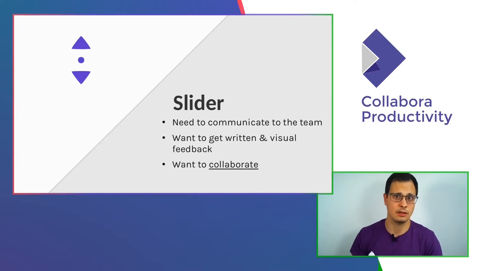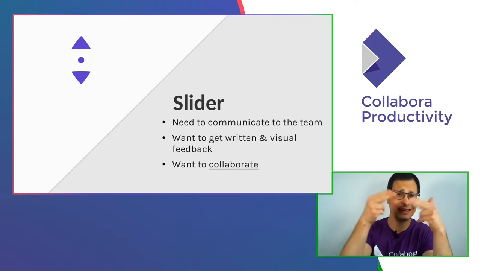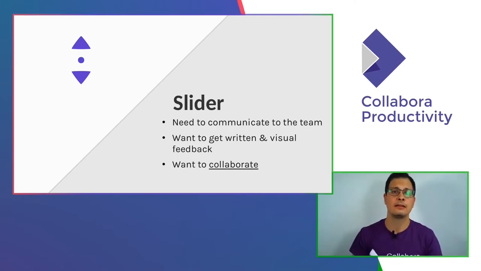You know, there is this new requirement, and you have this icon and you want to share. You want to get written and visual feedback, right, from the team, and even between each other, and you want to collaborate. So it's not just a one-way direction, but it should be bidirectional, multi-directional even, and we should iterate and probably improve upon it.